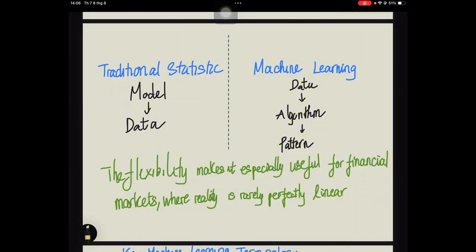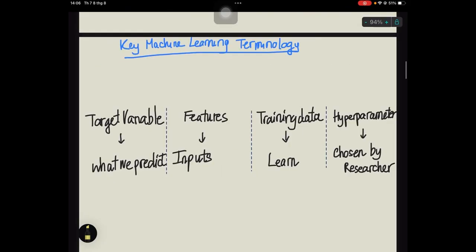Another important difference is assumptions. Many statistical models assume normal distributions or linear relationships. Machine learning generally requires far fewer assumptions. That flexibility makes it especially useful for financial markets, where reality is rarely perfectly linear. So before discussing algorithms, let's establish the vocabulary.